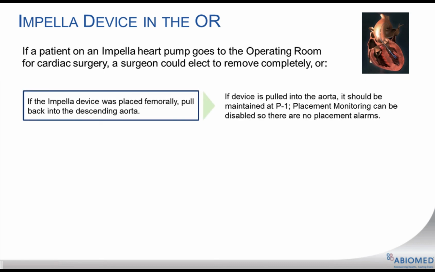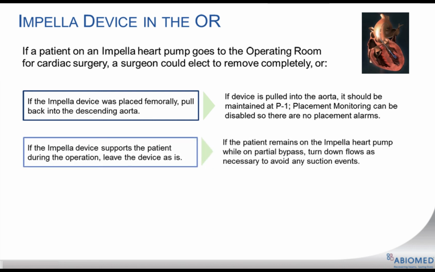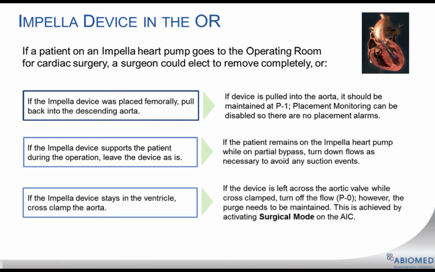If the device is pulled into the aorta, it should be maintained at P1. Placement monitoring can be disabled so there are no placement alarms. Should the patient remain on Impella device support while on partial bypass, turn down flows if necessary to avoid any suction events. If the Impella device is left across the aortic valve while cross-clamped, the Impella device flow needs to be turned off. However, the purge needs to be maintained.